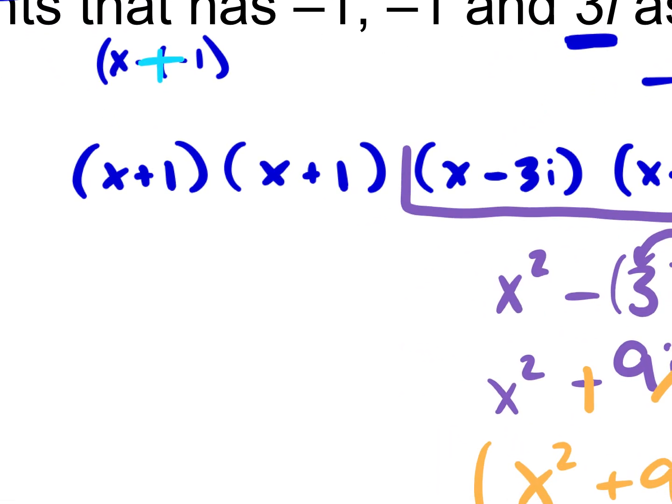All right, next I'm going to multiply x plus 1 times x plus 1. So these are not conjugates, so I actually have to FOIL them out. So I start by multiplying the first, the outer, a squared minus b squared when it's not imaginary.